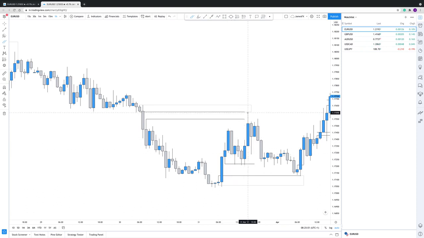You can see this wick here rebalances that inefficiency perfectly. Now we do fall just short of the order block, but we could refine it down on a 15-minute time frame and get involved in that trade.